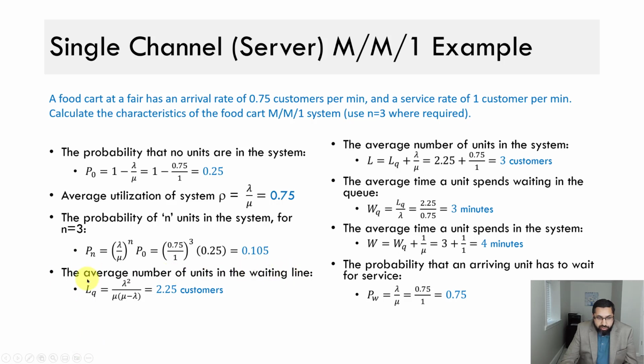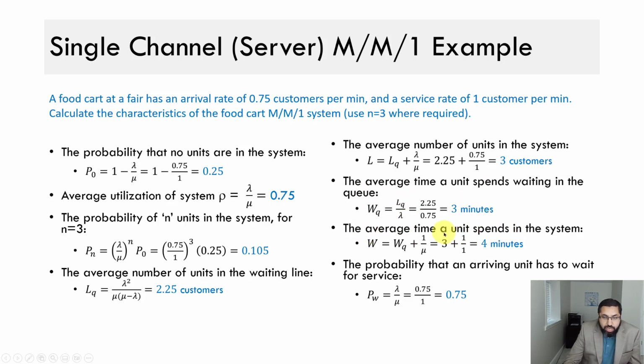What is the average length of the waiting line? That is about 2.25 customers. On average, this many customers are waiting in front of the food court. This does not include the customer being served. So in addition to the customer being served, your waiting line is 2.25 customers long. How many customers do we have in the system on average? That's going to be LQ plus lambda over mu, which is 2.25 plus 0.75 divided by 1, which is 3. So on average, we have 3 customers in the system. What is the average time a customer spends waiting to be served at the food court? That's WQ, given by LQ over lambda, which is 3 minutes.